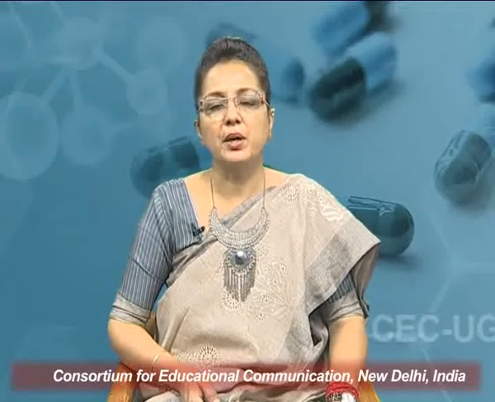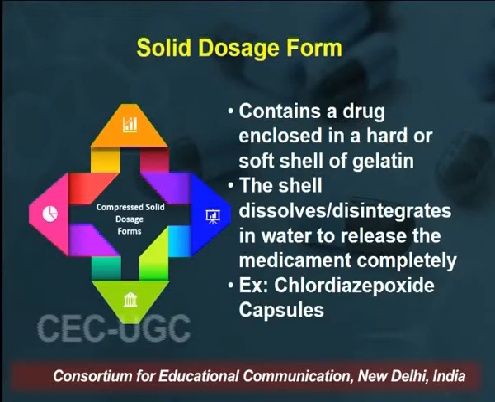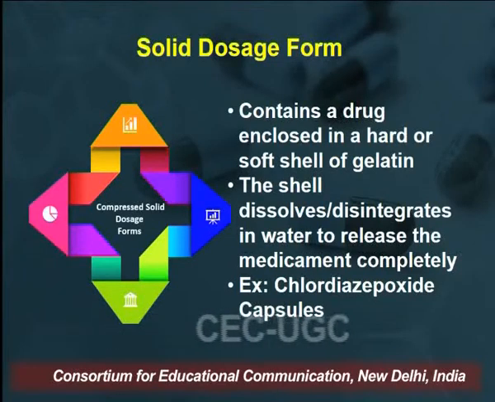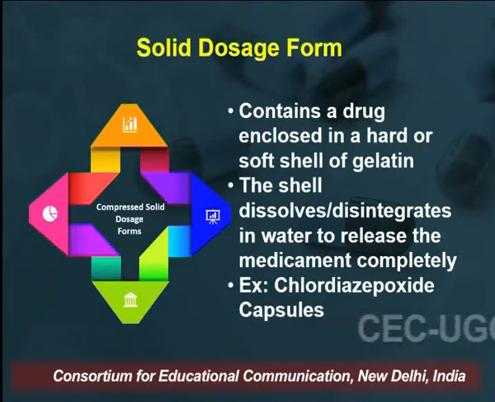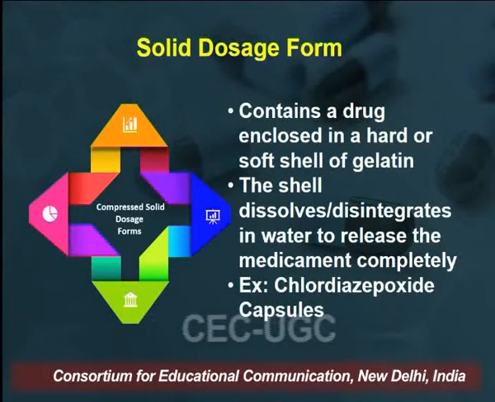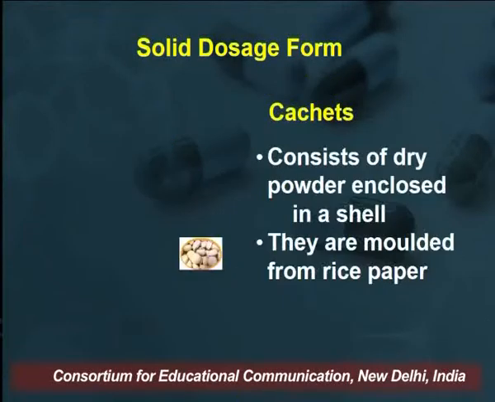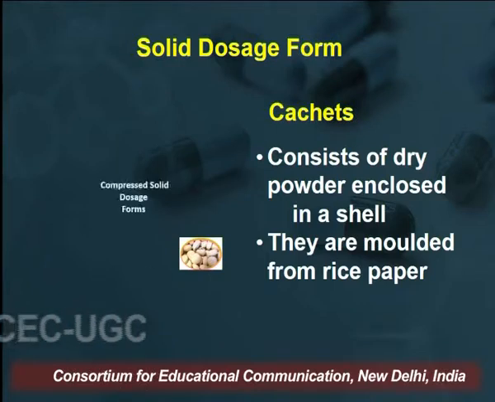The second type under the compressed type of solid dosage form includes capsules. Capsules are dosage forms containing a drug enclosed in a hard or soft gelatin shell called a capsule. The shell dissolves or disintegrates in water to release the medicament completely. Example, chlordiazepoxide capsules. The third type under compressed type includes cachets. Cachets consist of dry powders enclosed in a shell, and these shells are made by molding rice paper.